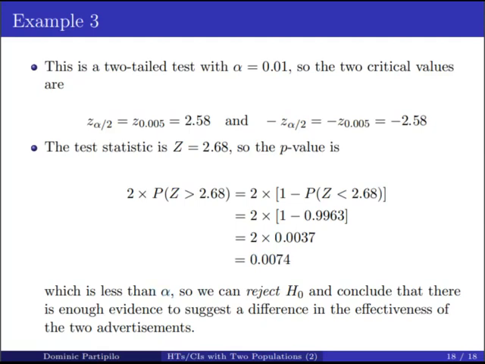So that means we can reject H0 and conclude that there's enough evidence to suggest that there's a difference in the effectiveness of the two advertisements. And in this case, since Chicago seemed to generate more interest, we might want to heavily consider using the advertisement that Chicago produced instead of the one from New York.